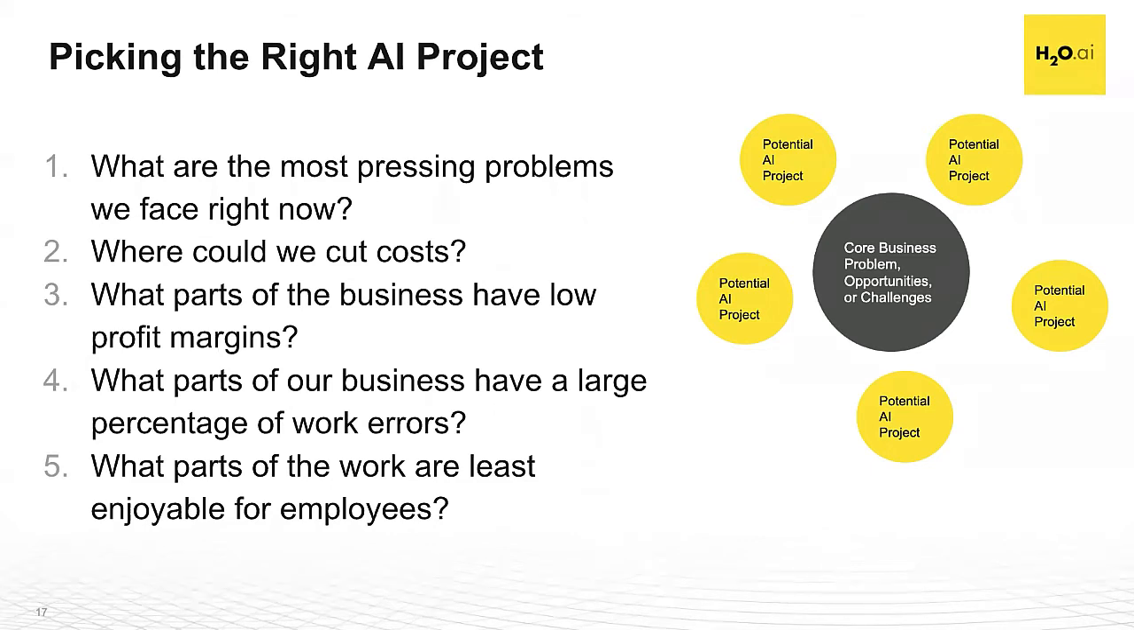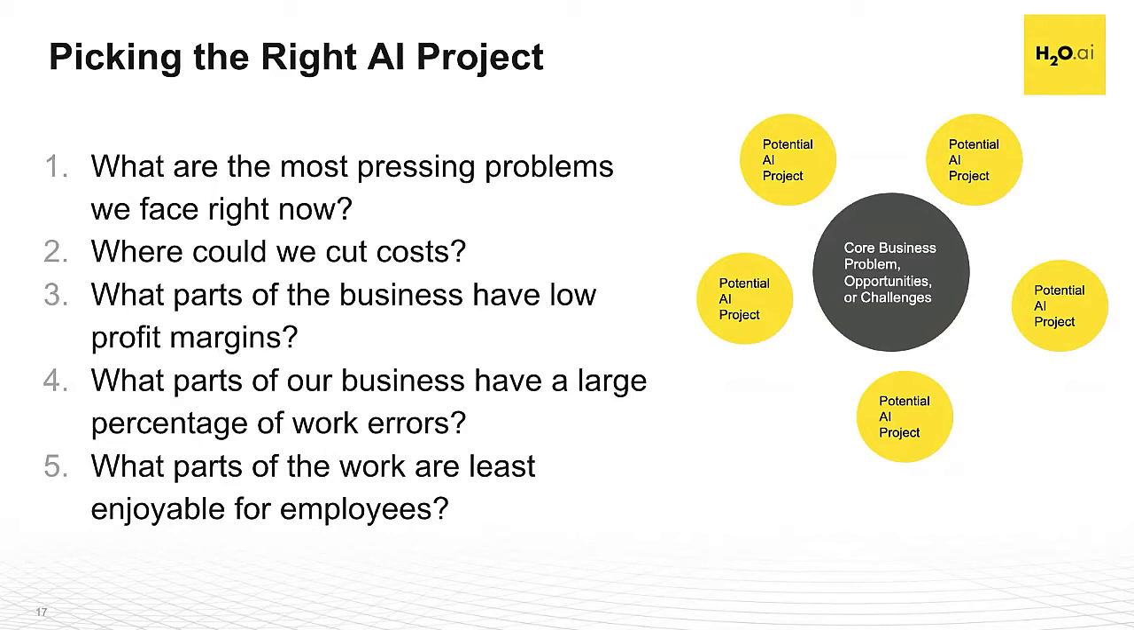The next one. So what parts of your business have low profit margins? So, these are areas of your business that are profitable, or revenue streams that are profitable, but they have low profit, they have low margins. So this might be an opportunity to do some sort of automation, or acceleration using AI.